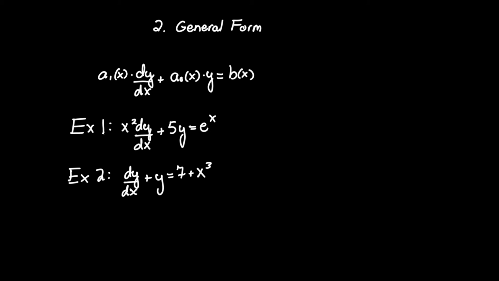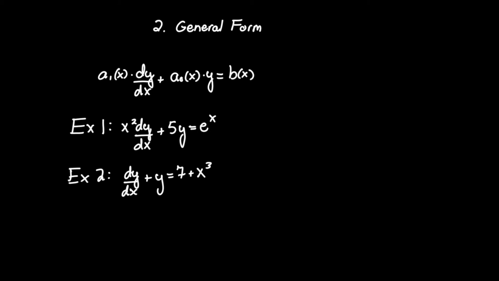For an example I outlined here, I wrote x squared, where a sub 1 of x is x squared, times dy/dx, plus a sub 0 of x, which is 5, times y, equals e to the x, where e to the x is b of x. In another example I wrote dy/dx plus y equals 7 plus x cubed, where 1 is a sub 1 of x and 1 is also a sub 0 of x, to illustrate that they can be equal to each other and also just be 1. Lastly, 7 plus x cubed is b of x.